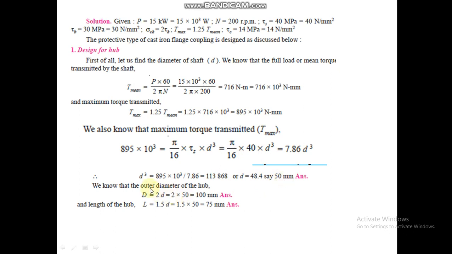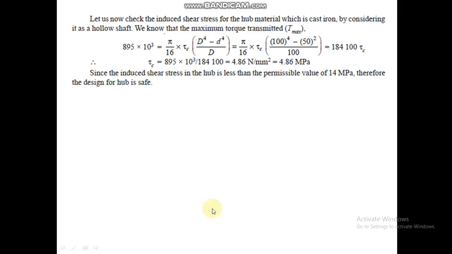After getting the diameter of the shaft, you have to calculate the diameter of the hub, that is capital D, which is 2d, so the diameter of the hub is 100 mm, and the length of the hub will be 1.5d, which you will calculate as 75 mm.